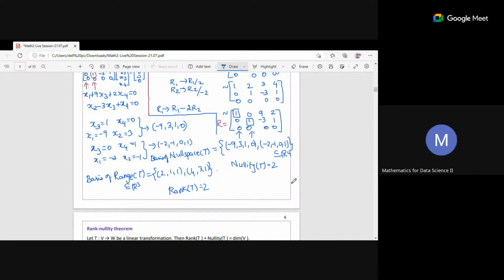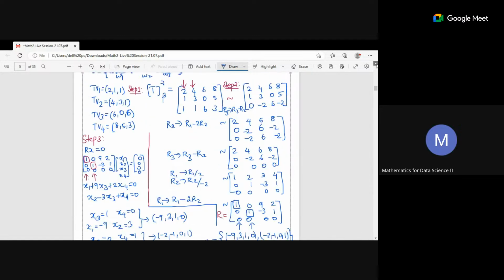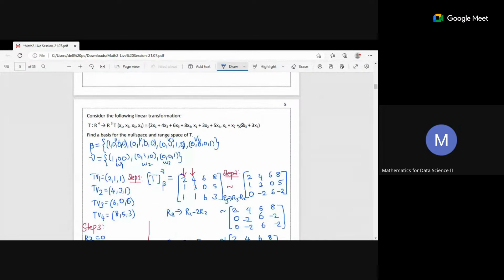Here T is the representation of the linear transformation? Yes, here T is this linear transformation given to you.